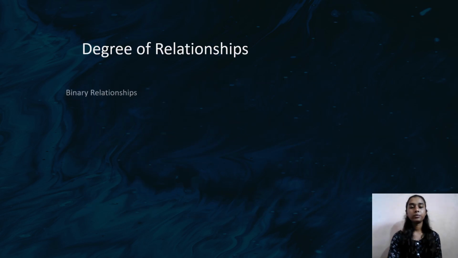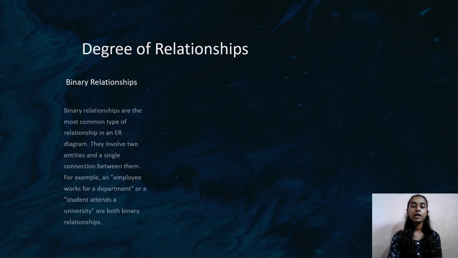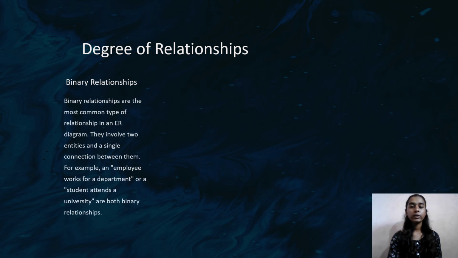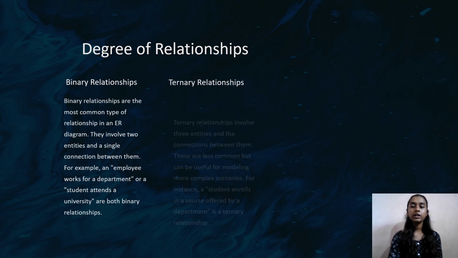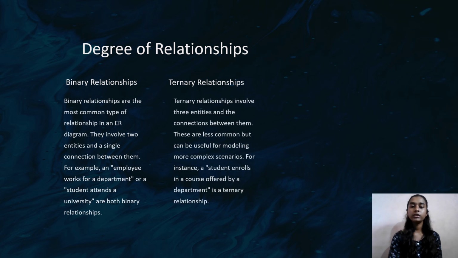Degree of relationship. First is binary relationships. Binary relationships are the most common type of relationships in an ER diagram. They involve two entities and a single connection between them. For example, an employee works for a department or a student attends a university are both binary relationships. Next is ternary relationships. Ternary relationships involve three entities and a connection between them. These are less common but can be useful for modeling more complex scenarios. For instance, a student enrolls in a course offered by a department is a ternary relationship.